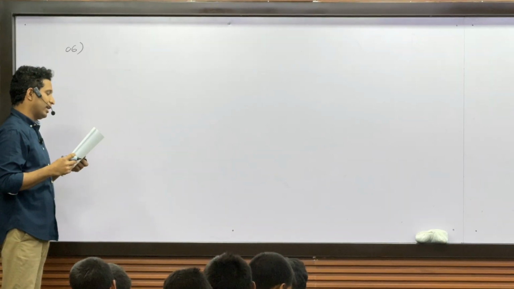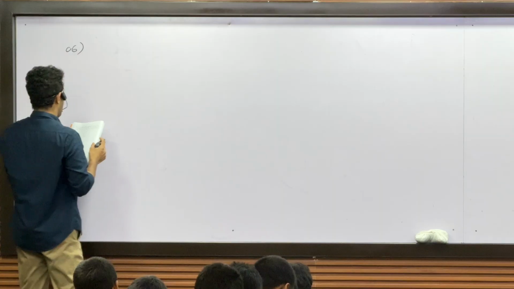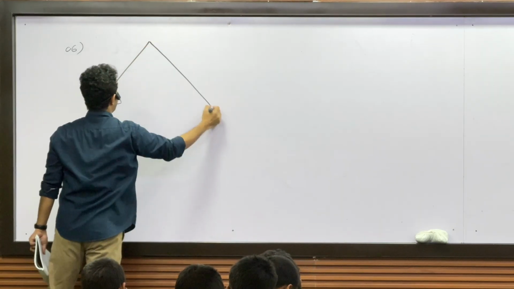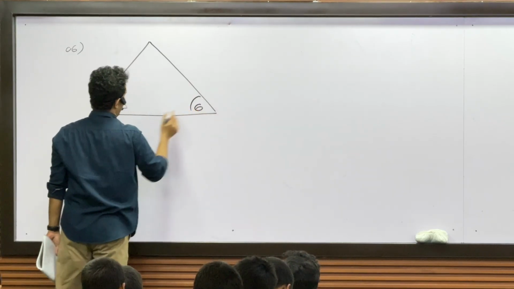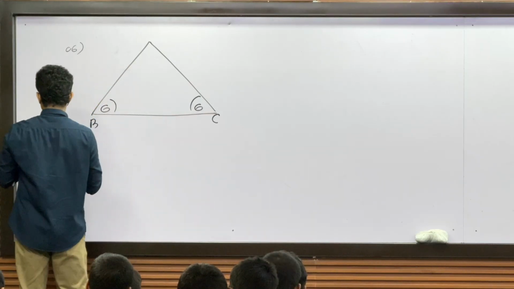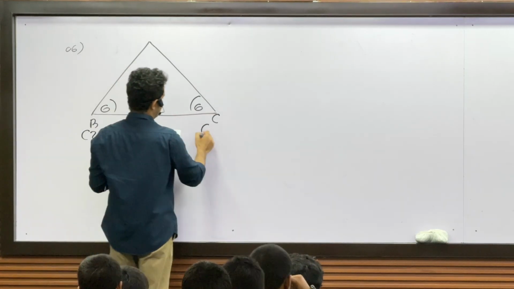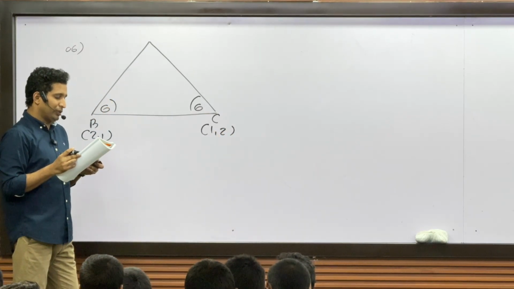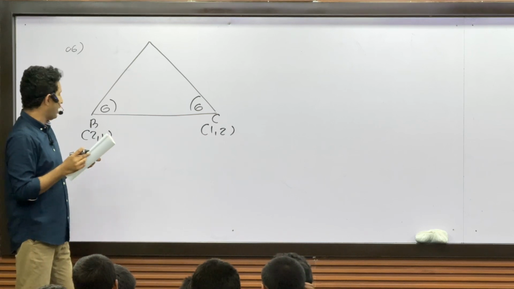In an isosceles triangle ABC, the coordinates of points B and C are given. Make the base BC. In an isosceles triangle, the base is something like this: if this angle is theta, this should also be theta. This is BC. Now B is (2, 1) and C is (1, 2). BC is the base. If the equation of the line AB is y equals half times x.